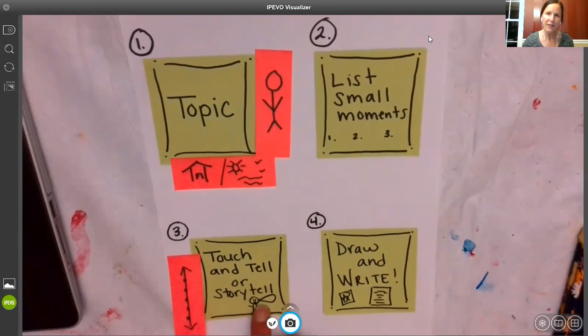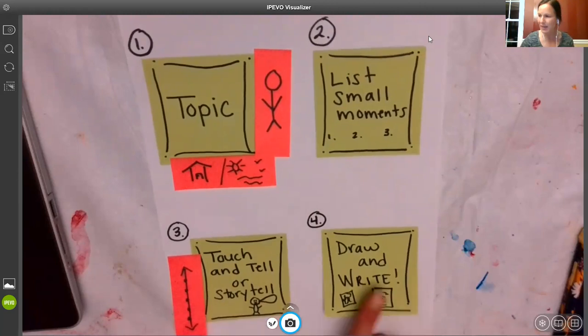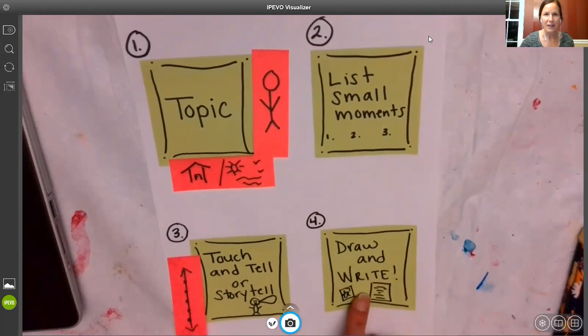We didn't talk about that much last week, and so today I'm going to model that with my story. If we can storytell it first, it's so much easier to then get it on the page and to draw and write the words.